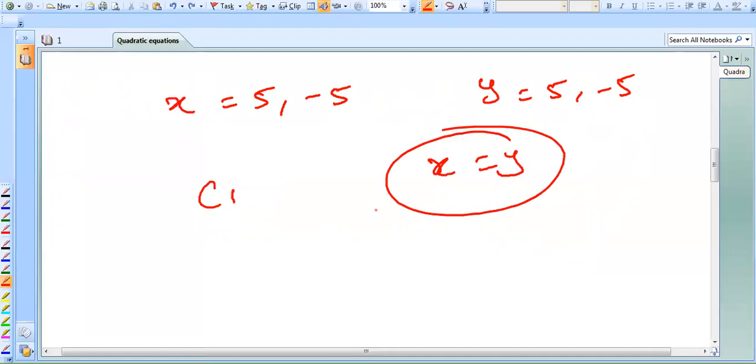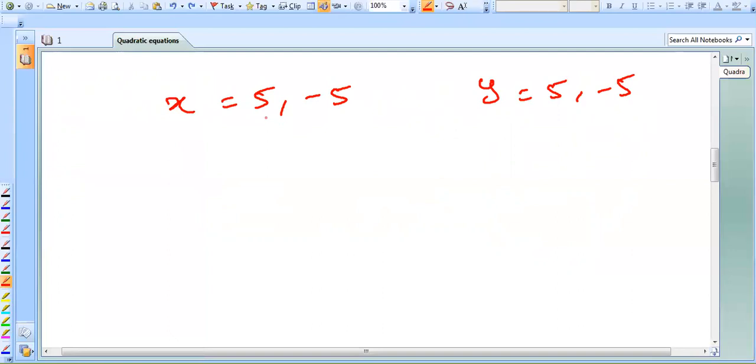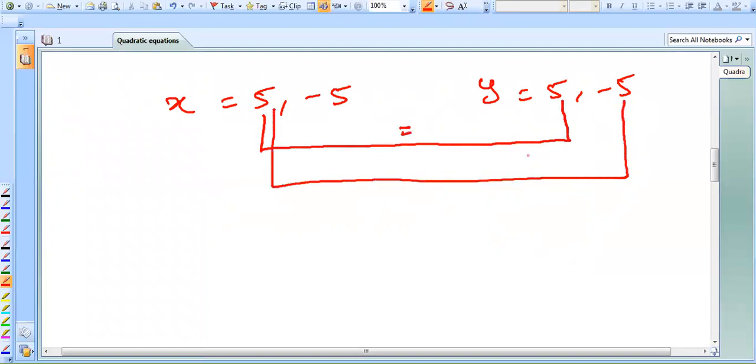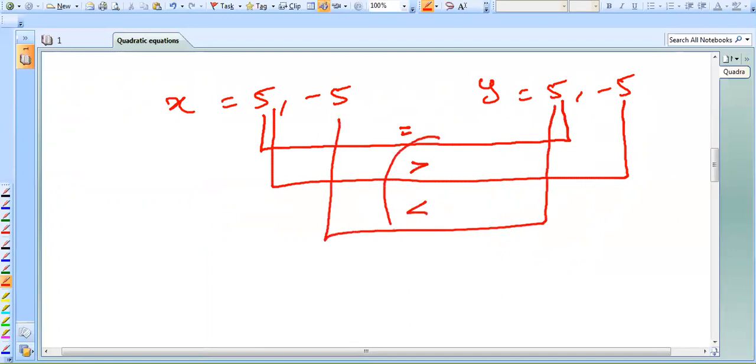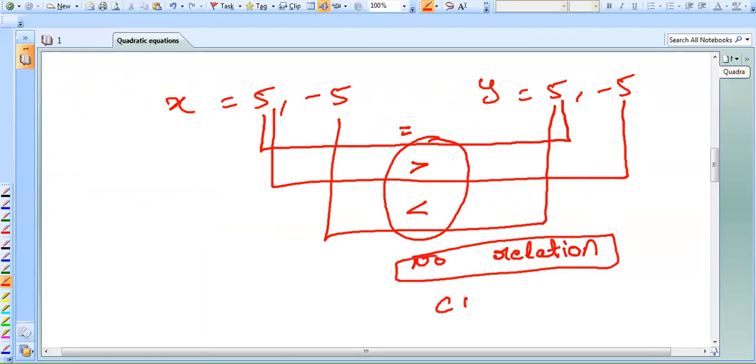I told you one point: you have to compare each and every x value with each and every y value. That means 5 is compared with minus 5, then it is greater than. Minus 5 is compared with 5, then it is less than. Once you get less than and greater than, the answer is no relation, or the answer is cannot be determined. Keep this in mind, friends.